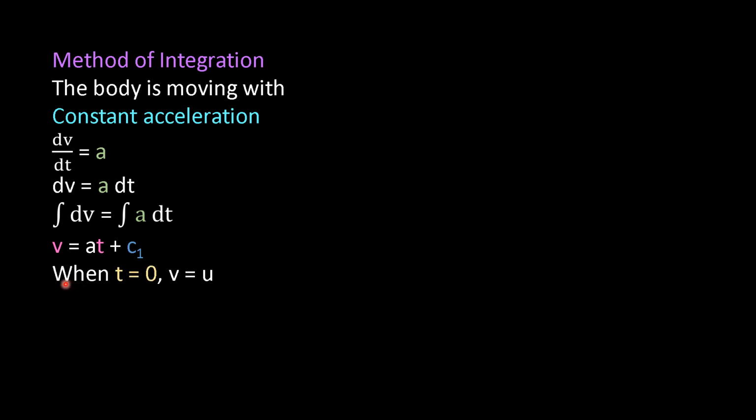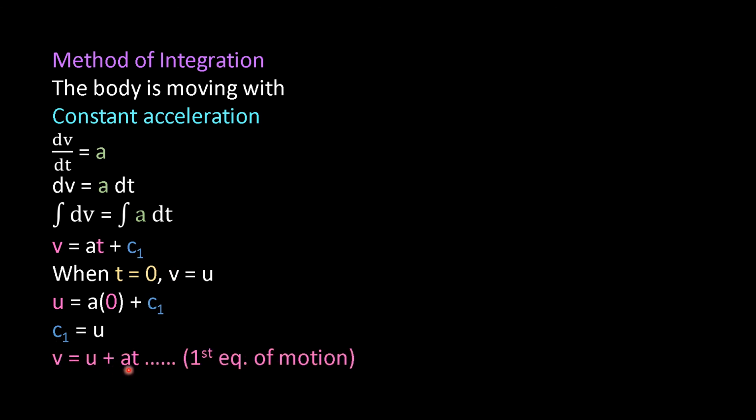By using the end conditions, we will find the value of c1. In the beginning of the motion, when t equals 0, final velocity v will be the initial velocity u. So we will substitute these two values in here. So in place of v, we will put u, and in place of t, we will put 0. So this term becomes 0, and we get c1 equals u. Now we will put the value of c1 in here and write v equals u plus at, which is our first equation of motion.